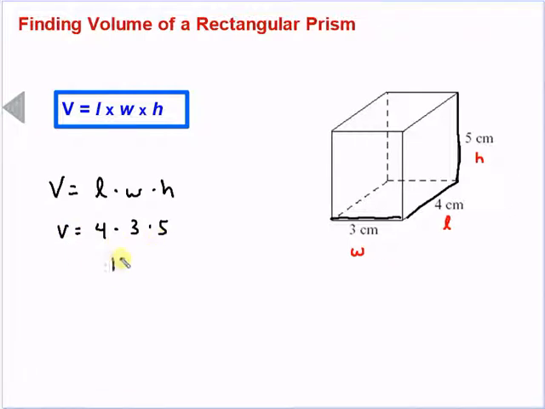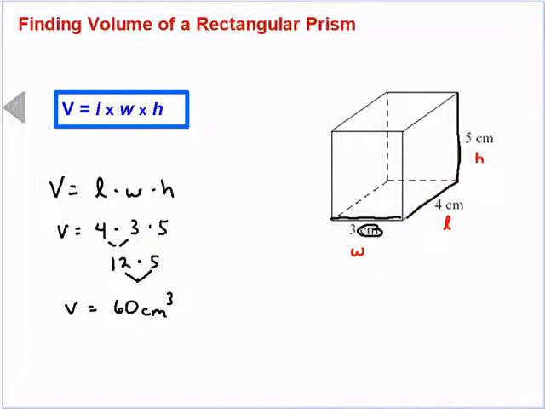4 times 3 is 12. Using PEMDAS here, we're going from left to right with our multiplication. 4 times 3 is 12. And then 12 times 5 is what? Wait for it. 60. Volume is equal to 60 what? It's equal to 60 centimeters. Now is that cubed? Yes, it is. It's centimeters cubed because we have length times width times height.